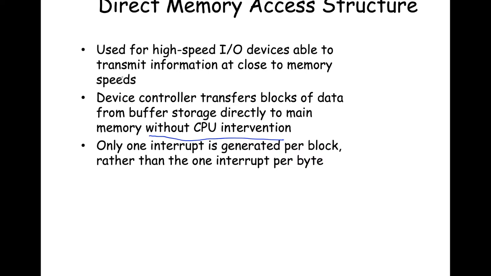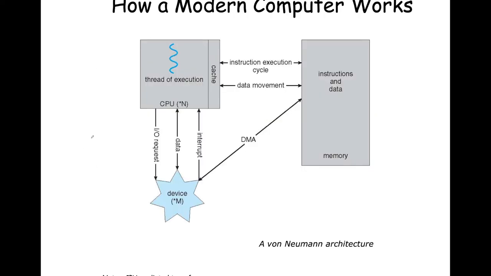Now, the beauty of direct memory access is that the cost of the interrupt only happens once for the entire bulk data transfer of the entire block. And so with DMA, or direct memory access, only one interrupt is generated per block instead of each byte at a time or every few bytes at a time. And that results in a savings in time, which means that it is much faster for such transfers.